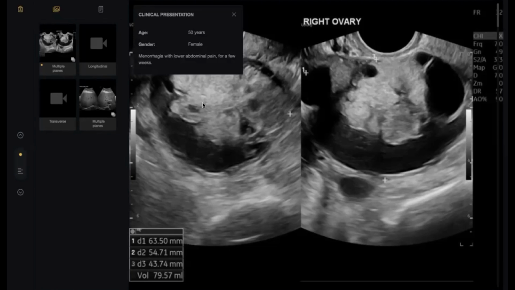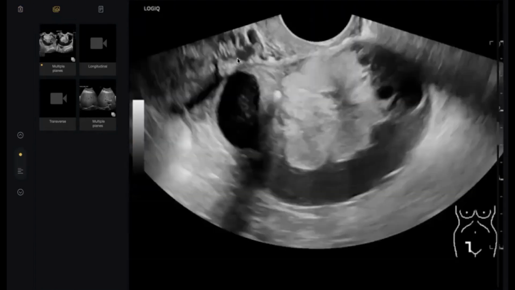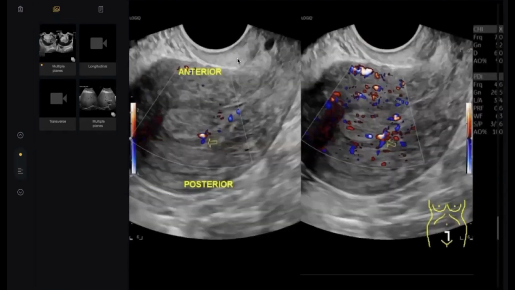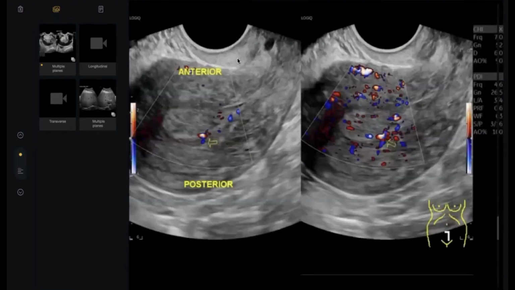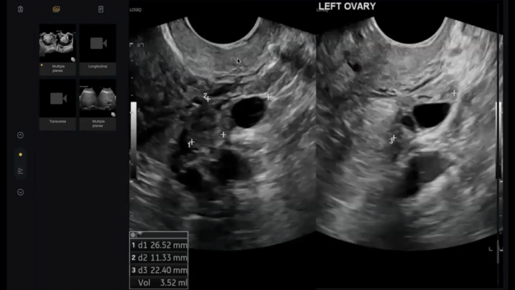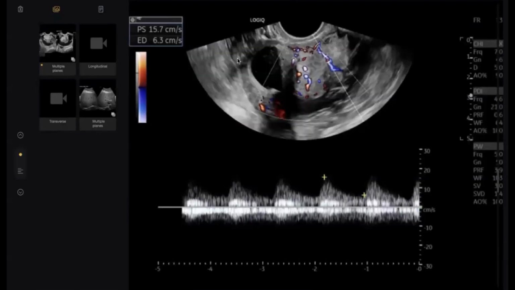Candidate 1, 50-year-old female patient with lower abdominal pain. Go on. Here I have ultrasound images of the female pelvis.